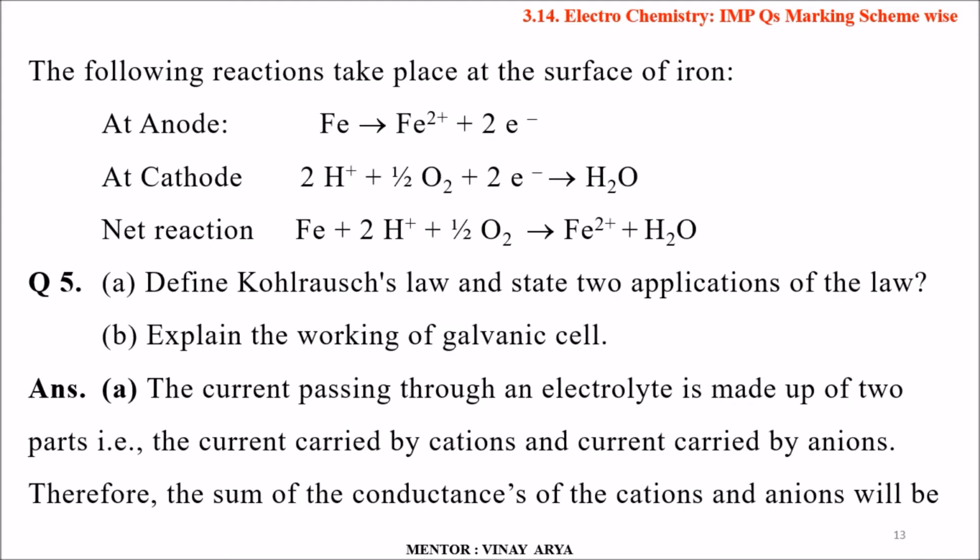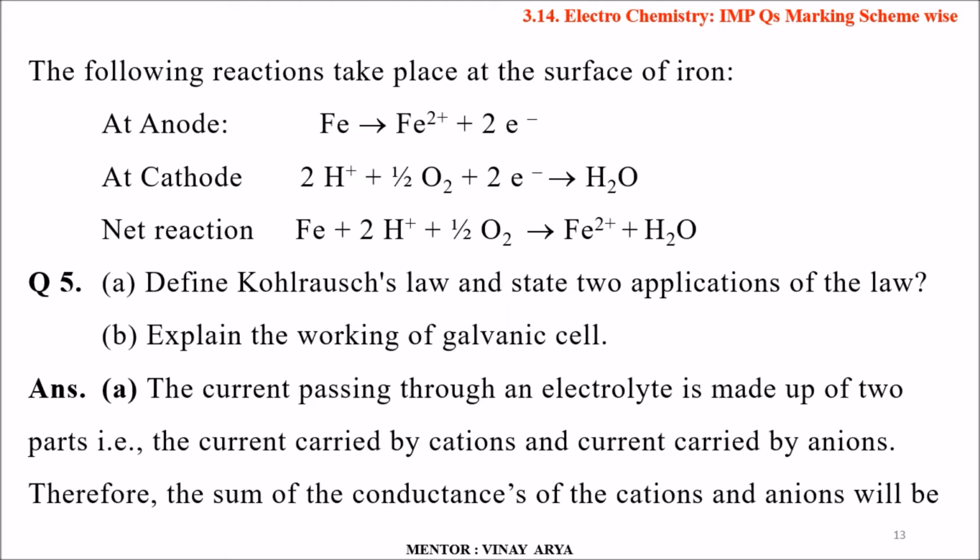The following reaction takes place. At anode, iron releases 2 electrons and forms Fe2+, while at cathode, 2 hydrogen ions plus half oxygen molecule plus 2 electrons form water. The net overall reaction becomes Fe plus 2H+ plus half O2 gives Fe2+ plus H2O. So this is the reaction, and this electrochemical theory of rusting is used where we get ample amount of current which can be used when the rusting is going on.